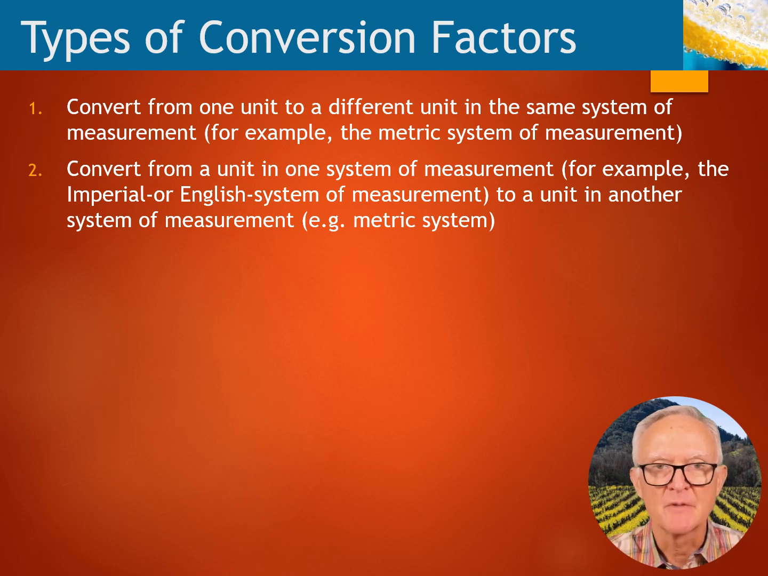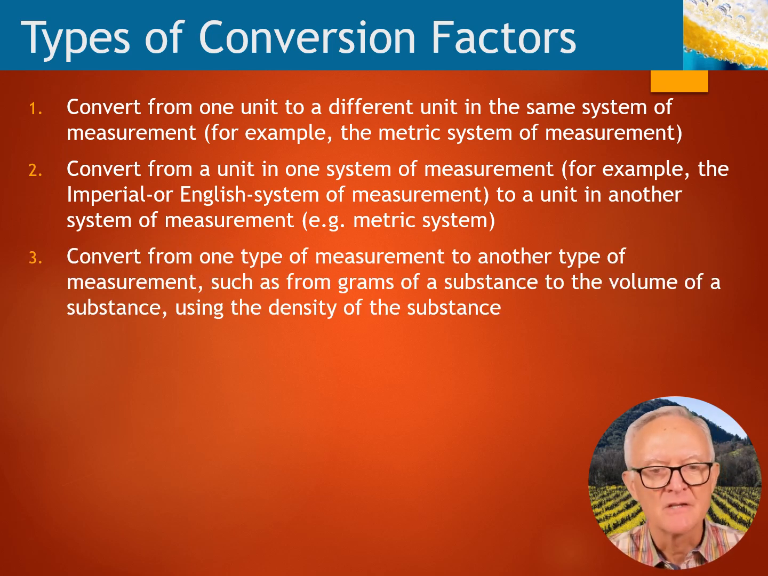The third type of conversion factor is when you're going from one type of measurement to another. So the example here would be if you have grams of a substance and you want to know the volume of that substance, you could use the density of the substance. So we'll look at examples of all three of these starting on the next slide.